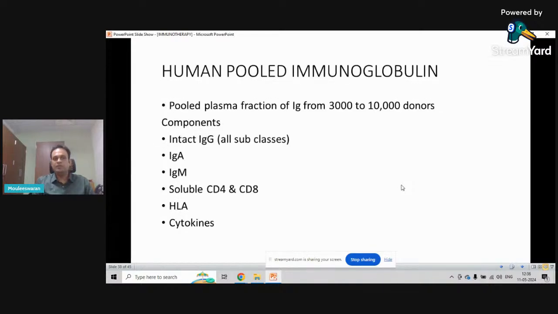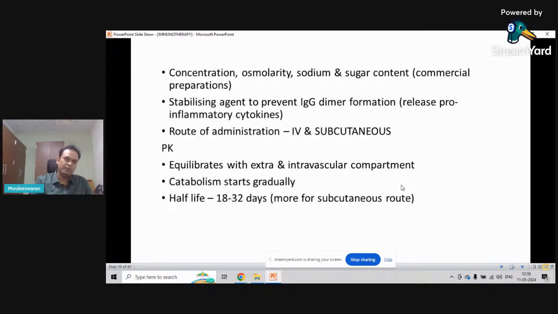Coming to the next group, which is the human pooled immunoglobulin. These are pooled plasma fractions of immunoglobulin which are obtained from donors, and the components include intact IgG, which includes all subclasses of IgG, IgA, IgM, soluble CD4 and CD8, HLA, and cytokines. There are various commercially available preparations depending upon the concentration of these immunoglobulins, osmolarity of the product, as well as sodium and sugar content.